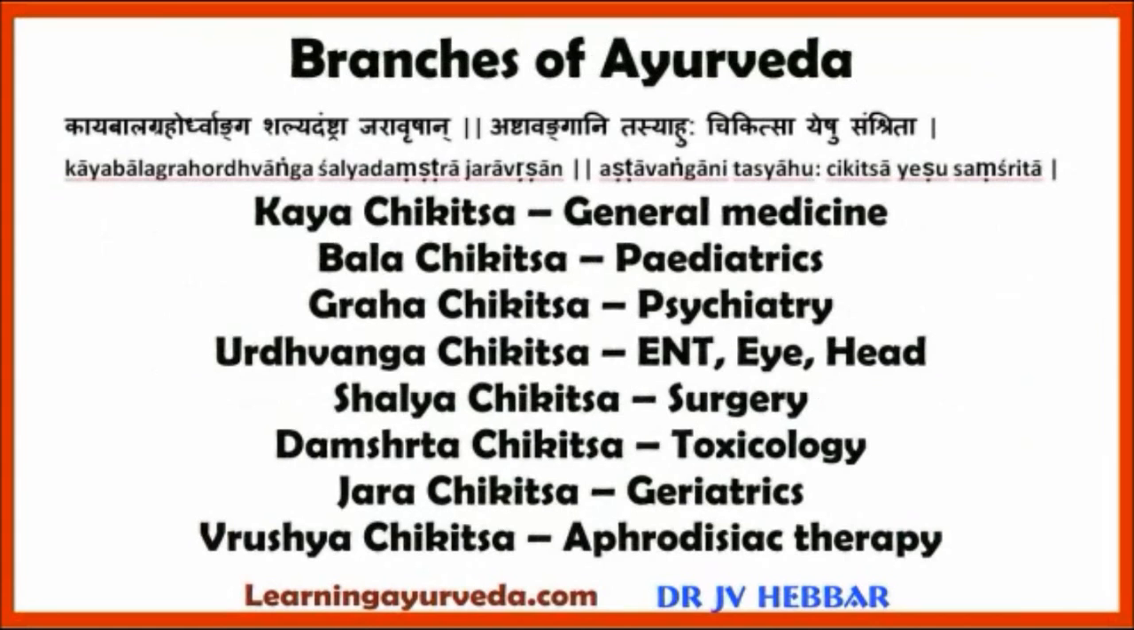Branches of Ayurveda. It says, Kaya Bala Grahor Duvanga Shalya Damstra Jara Vrashan Ashtavangani Tasyahu Chikitsa Yeshu Samshrita. Kaya Chikitsa, general medicine, Bala Chikitsa, pediatrics, Graha Chikitsa, psychiatry, Urdhvanga Chikitsa, this is disease and treatment of ear, nose, throat, eyes and head, Shalya Chikitsa, surgery, Damsha Chikitsa, toxicology, Jara Chikitsa, geriatrics, Vrisha Chikitsa, aphrodisiac therapy. These are the 8 branches of Ayurveda.